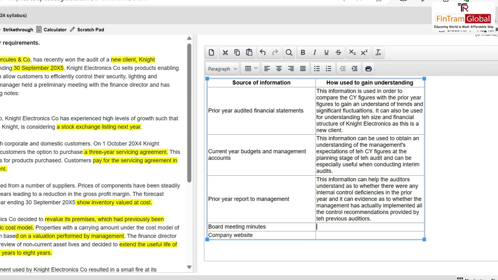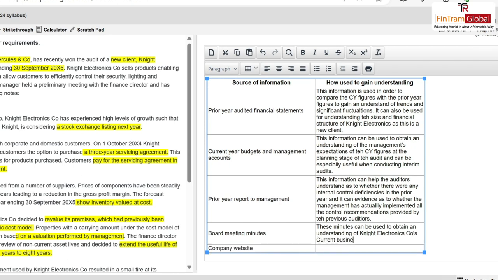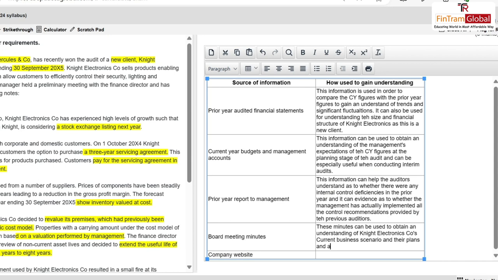What else? Board minutes. Board minutes, these minutes can be used to obtain an understanding of Knight Electronics Co.'s current business scenario and their plans and activities as well for the current year, isn't it? That's basically what we use the board minutes for.